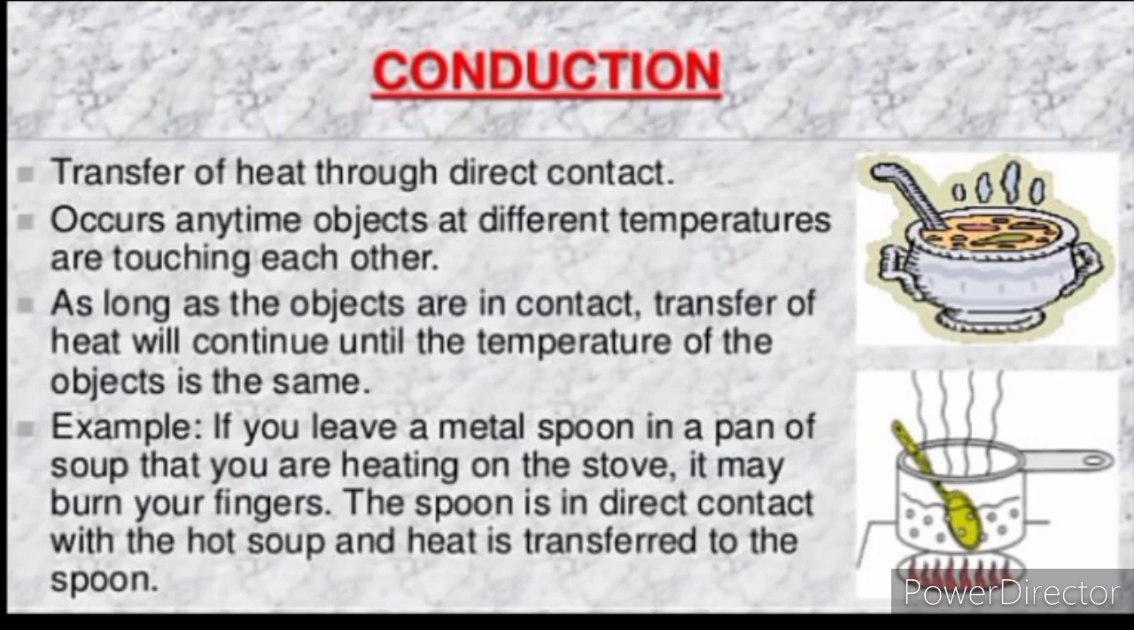About conduction: transfer of heat through direct contact. Conduction occurs anytime objects at different temperatures are touching each other. As long as the objects are in contact, transfer of heat will continue until the temperature of the objects is the same. Example: if you have a metal spoon in a pan of soup that you are heating on the stove, it may burn your fingers. The spoon is in direct contact with the hot soup pan and heat is transferred to the spoon.